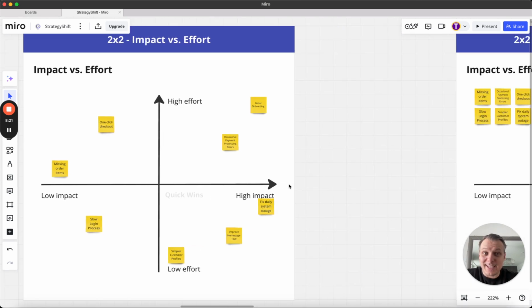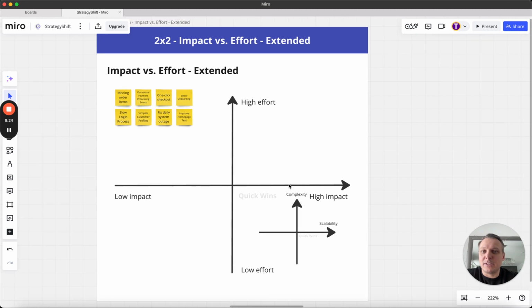Next, I want to show you an extended version of this 2x2. Here, as you can see, we have complexity versus scalability, a 2x2 within a 2x2. So you can move this from here into the high effort, high impact quadrant as well. But usually you'd want to organize things in the quick wins category, by complexity and scalability. What do I mean by that? Complexity means how complex is the task, and scalability means how many people you can put on that task to get it done faster. If you can only put one person on the task, then it's low scalability. If you can put multiple people on the task, then it's high scalability.